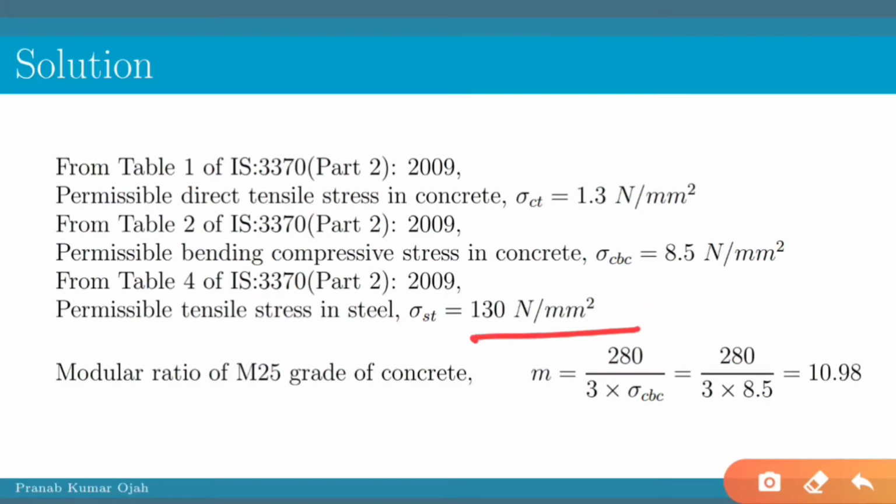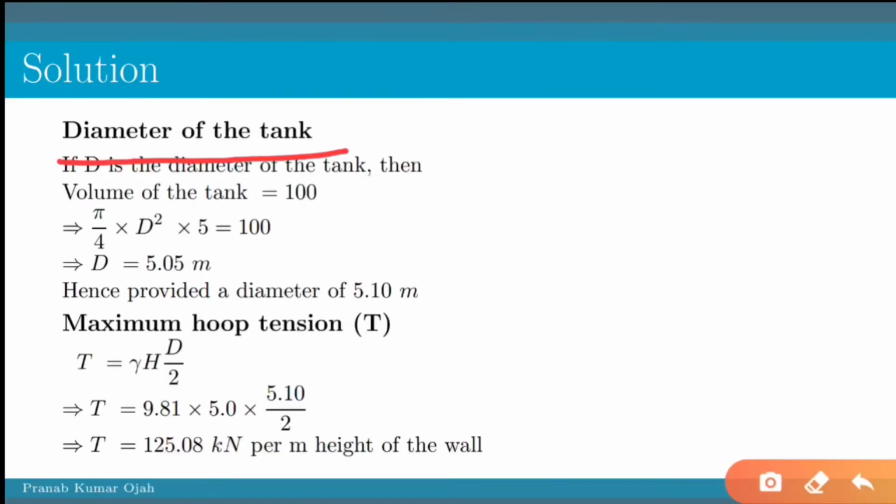Now we have to calculate the modular ratio for M25 grade of concrete, which is m equal to 280 divided by 3 sigma cbc. So from Table 2 we have already noted down the value of sigma cbc. So the modular ratio value comes out as 10.98.